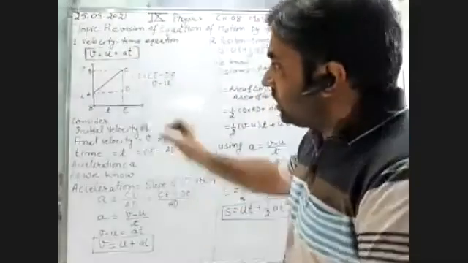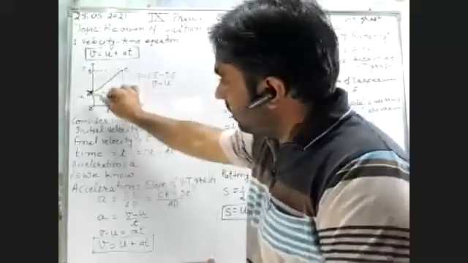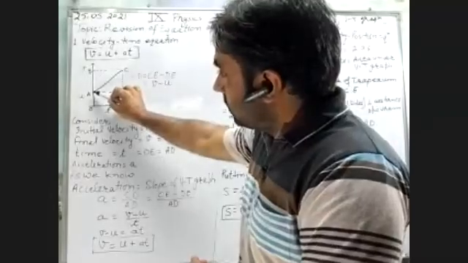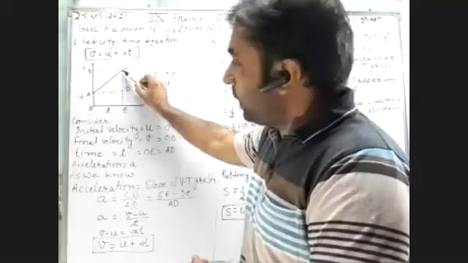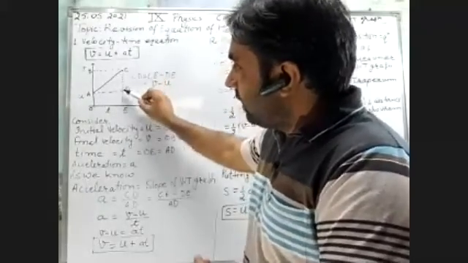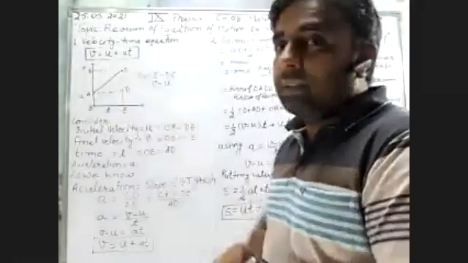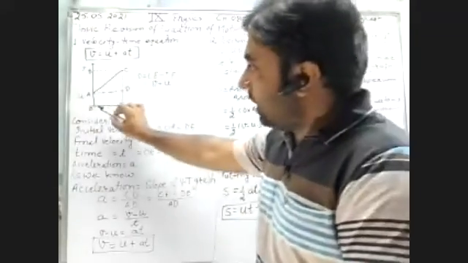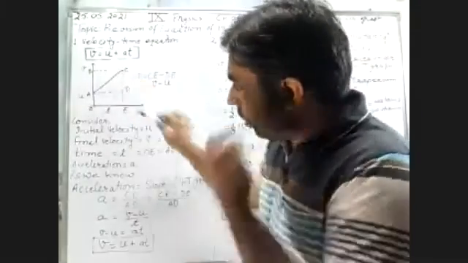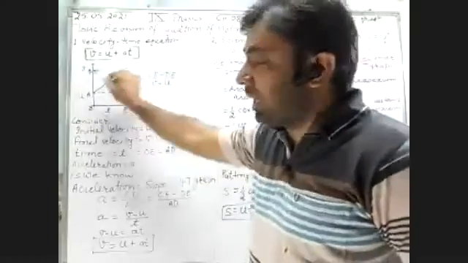Now draw two parallel lines, one parallel to the time axis and one parallel to the velocity axis, which will cut our slope at point C. The perpendicular from A to the line meets at point D. So this is our required diagram. Now we will put the names A, B, C, D, and E. OA is our initial velocity.